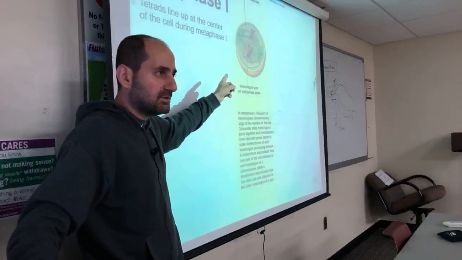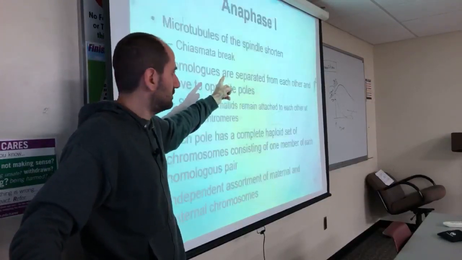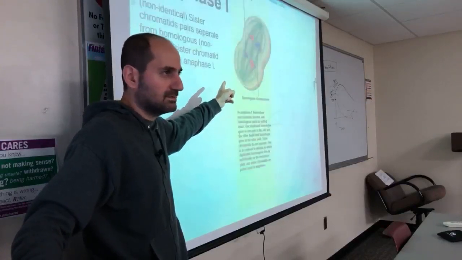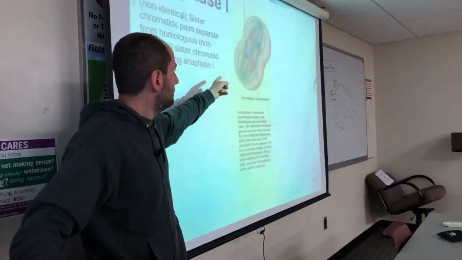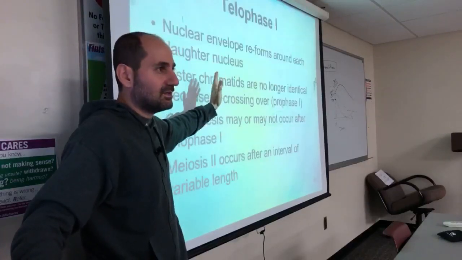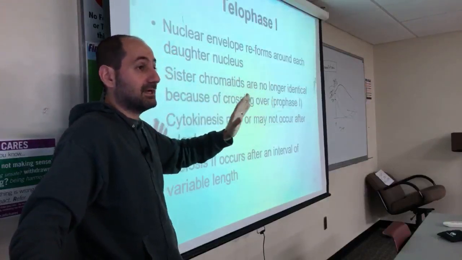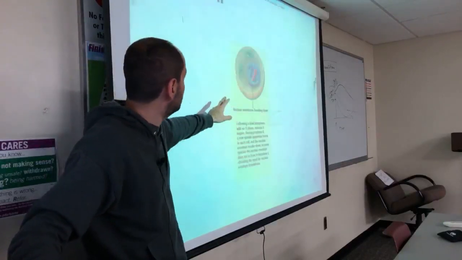Do tetrads form in mitosis? No. Does crossing over happen in mitosis? No. Do tetrads line up in mitosis? No. Does independent assortment happen in mitosis? No. You see what I'm saying? A whole bunch of stuff happens in meiosis 1 that does not happen in mitosis. Does that make sense? But look at meiosis 2.